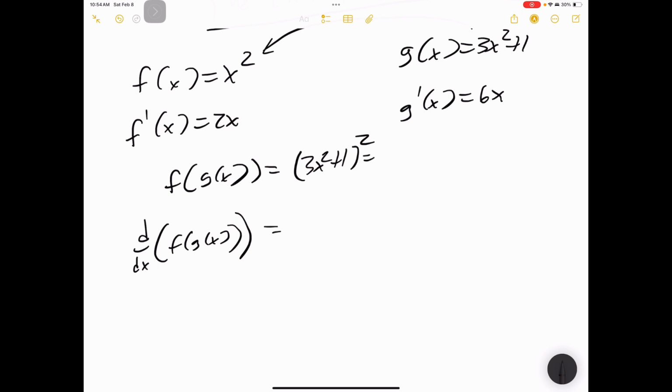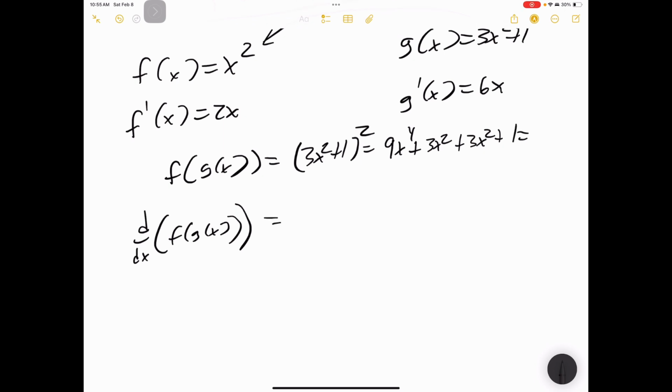So let's multiply it out up here. We have a simple FOIL here. We have two polynomials multiplied together. The first term times the first term is going to be 3x squared times 3x squared, which is 9x to the fourth. Second term times the second term is going to be 3x squared times 1 is 3x squared. Same with the other cross term, and then we get a 1.